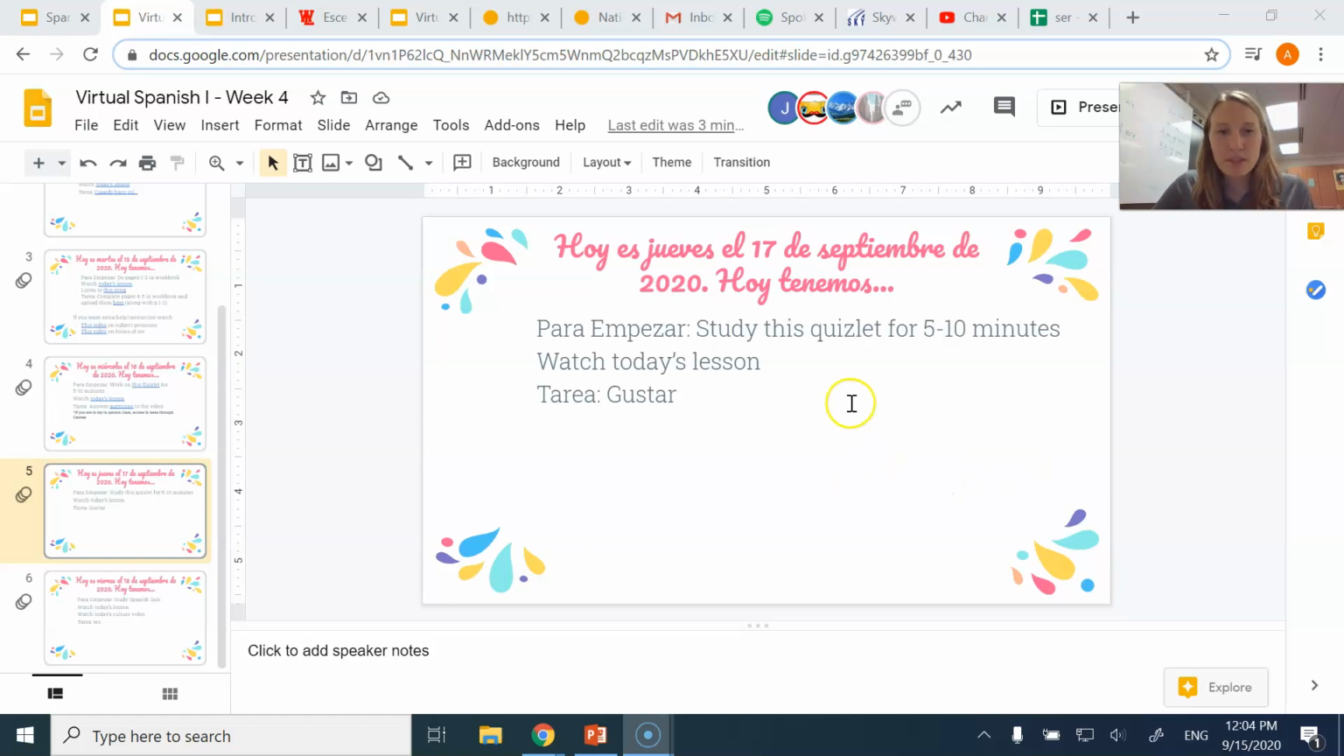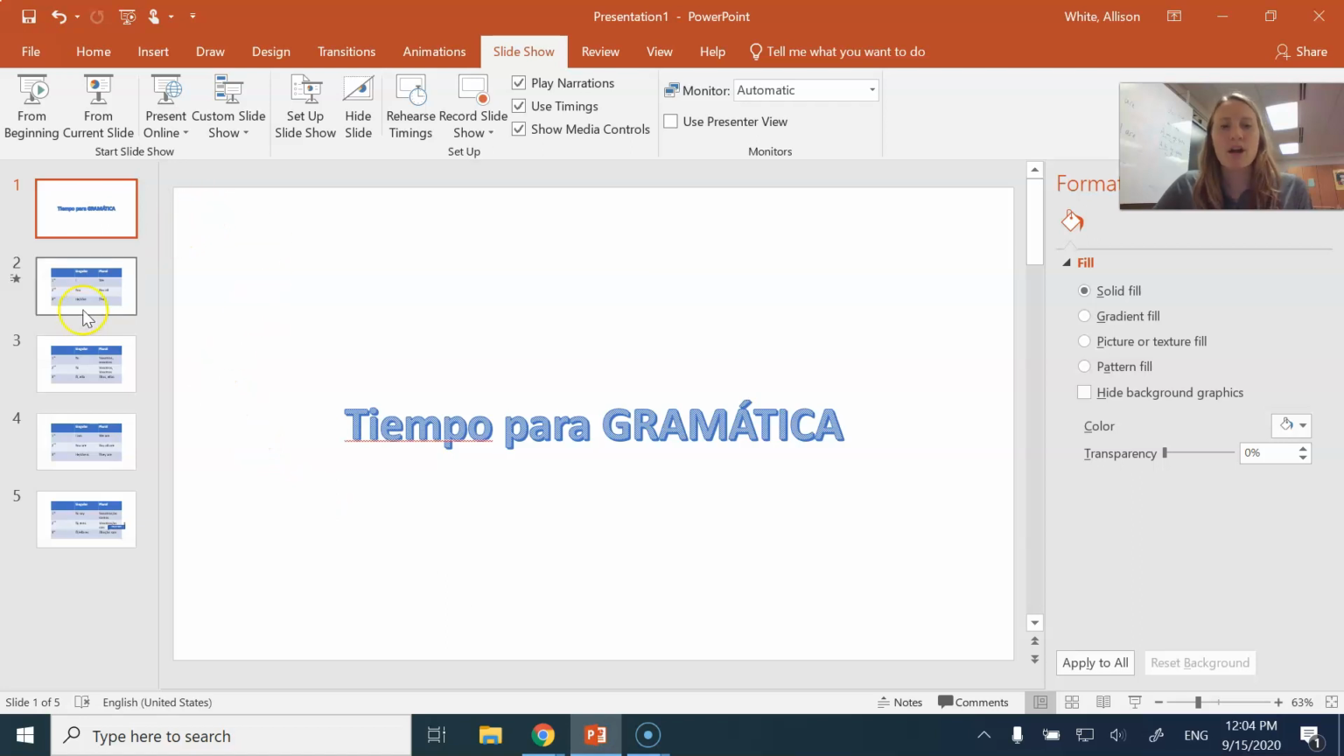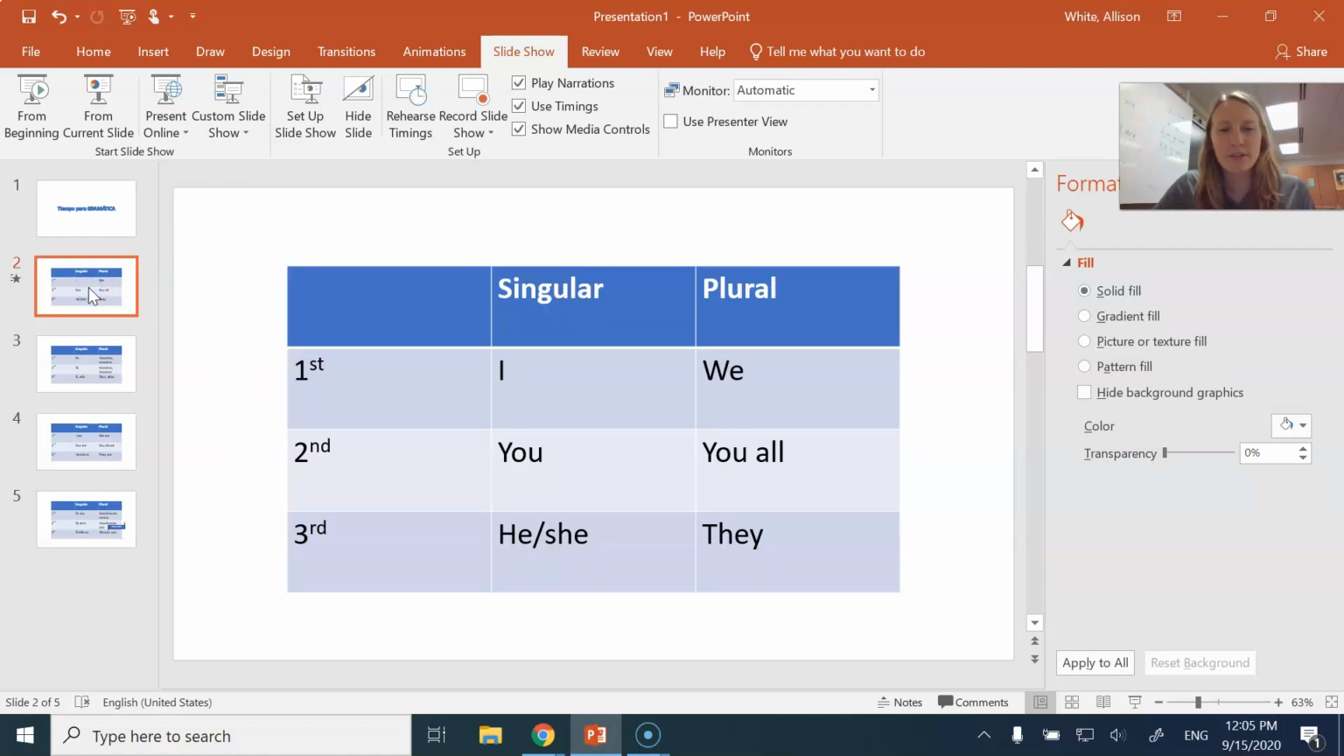So, let's see. Today, I want to quickly review our gramática. I made this for my in-person classes after I made your video. So, we have our little chart, our singular, plural, first, second, and third person. You're going to be seeing this chart all throughout your Spanish life. So our pronouns, just to review, are I, you, he, she, we, you all, and they. These are your subject pronouns.